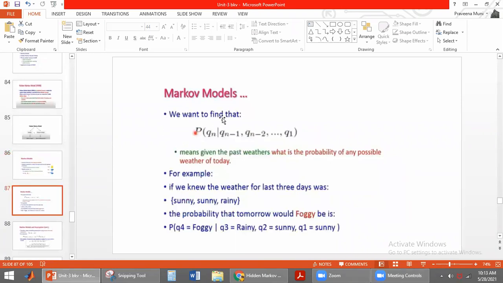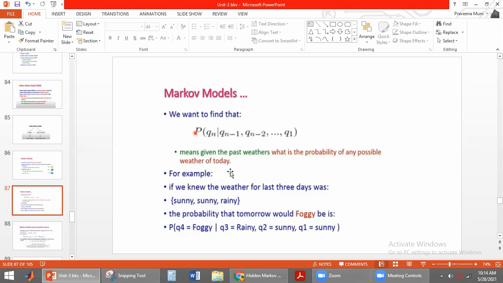Now, for example, you want to find the probability of the weather today based on the past days. What is the possibility of any weather today based on past days? The probability of qn depends on qn minus 1, qn minus 2, and so on up to q1, a finite number of past states. The weather today depends upon a finite number of weathers on past days.